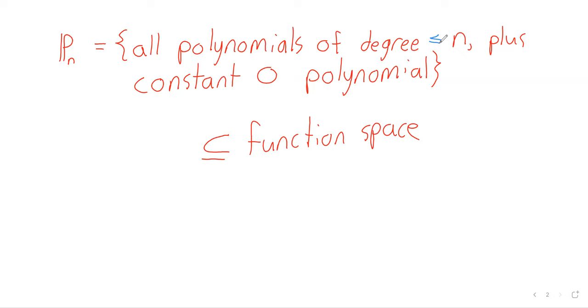So here's a classic example of a subspace. Well, subspaces are vector spaces. So really, this is a classic example of a vector space. We'll come back to it on and off throughout the class.